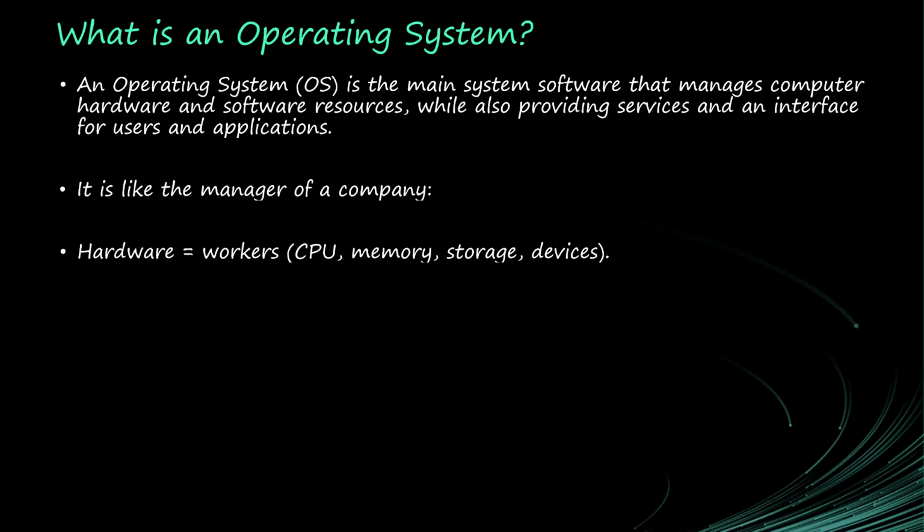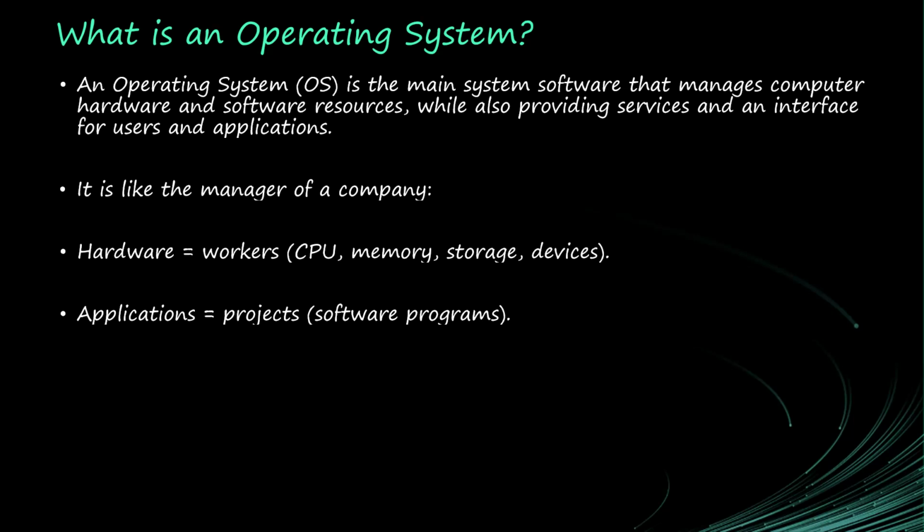The manager gives direction and instructions to the workers on what to do. The workers are the hardware: the CPU, the memory, the storage, and the devices. Applications are like the projects, the software programs that run in the computer. So the operating system is the manager of the company, the hardware is like the workers who do the job, and applications are the job itself, the projects that the workers actually execute.